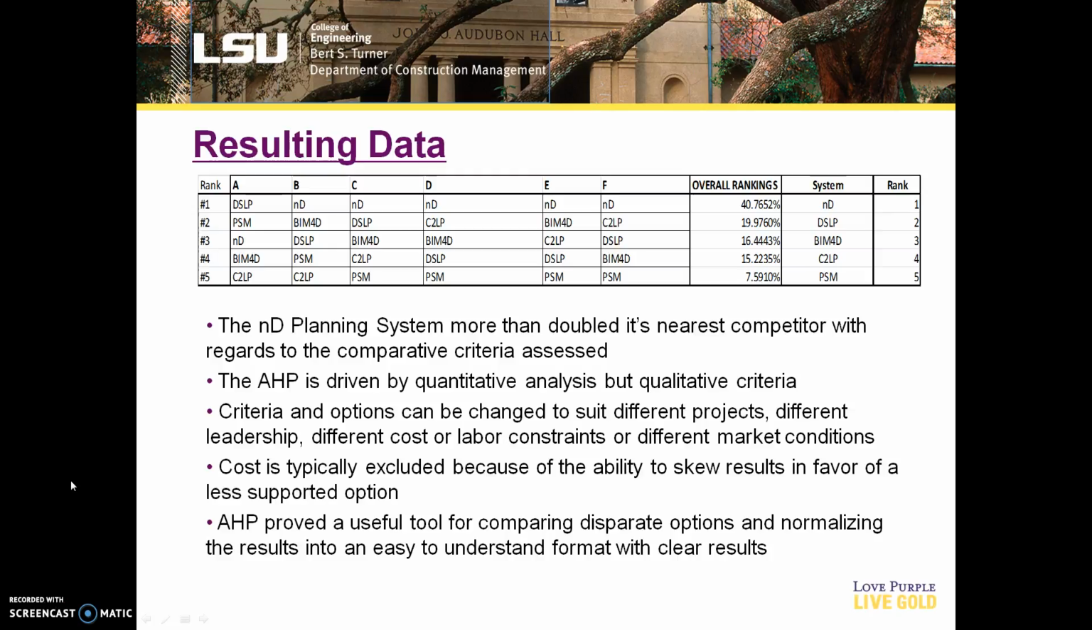So with respect to the 6 criteria chosen, and with respect to the 5 software solutions that we were assessing through this process, the Nth Dimension planning system more than doubled its nearest competitor with regards to the comparative criteria: the functionality of the program, its BIM integration, the forecasting capabilities, the ability to discern different types of conflict amongst multiple types of elements, the ability to generate quantitative solutions and also propagate those solutions throughout schedules, throughout material orders, throughout cost analyses. It really did prove to be the best in terms of the criteria that I was able to devise.